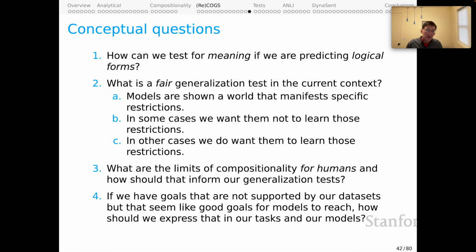For example, if we have goals that are not supported by our data sets, but that seem like good goals for models to reach, how should we express that in our tasks and in our models? We expect these issues to be embodied in the data, in the examples, but here we have goals that seem to reach beyond what we can encode in examples, especially given the variation that we see in 2B and 2C. I don't have answers to these questions, but I find it exciting that we can pose them and that we have models that might plausibly be on their way to achieving something like the compositional generalization that we are actually seeking.